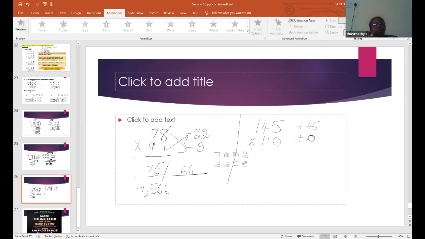So it is 45 more than that, and here it is 10 more than that. So my first step would be 45 into 10. What is 45 into 10? 450. But what should I write? Is it 450? No, ma'am.